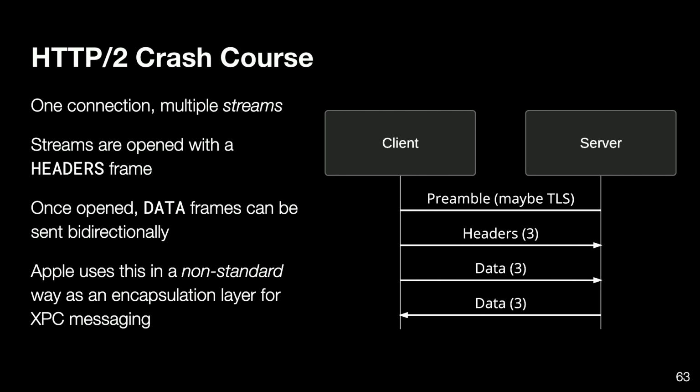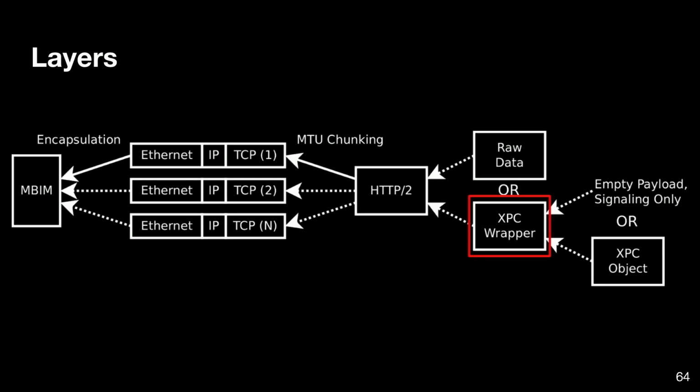Once a stream is opened, you can send data bidirectionally to either the client or the server through the use of data frames. Now, Apple uses this in a non-standard way. When they open new streams with HTTP2 headers frames, they don't actually put any HTTP headers in them. This actually breaks the HTTP2 spec and was a little bit of a surprise for us when we were reversing this, because it meant that the standard HTTP2 libraries don't work. So we had to make some changes, and then we could move on. We'll talk a little bit more about that in a little bit.